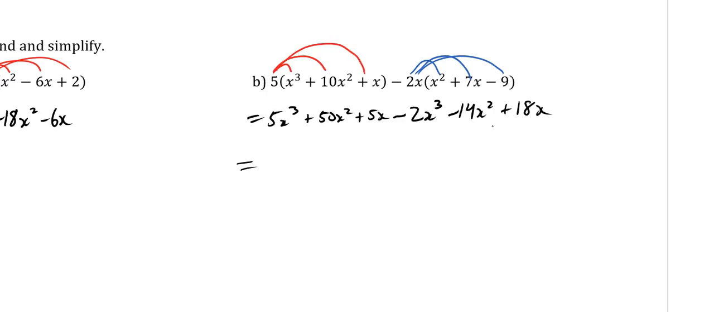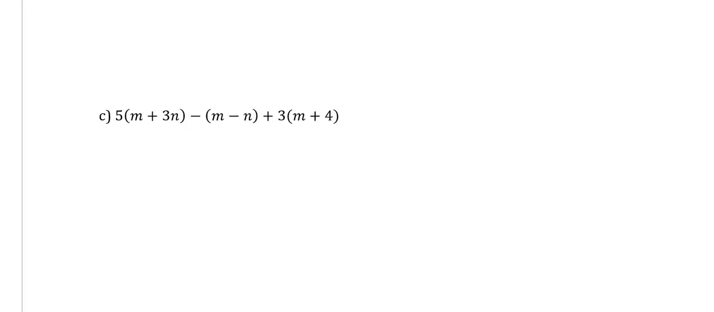I've got a couple of x cubed terms, 3x cubed, 5 minus 2. Got a couple of x squared, 50 minus 14 is plus 36x squared, and 5 plus 18 is plus 23x. Again, I can't go any further. Those are all different. They all have different exponents on the x's. Yes, they're all x's, but they're different exponents, so I can't go any further.